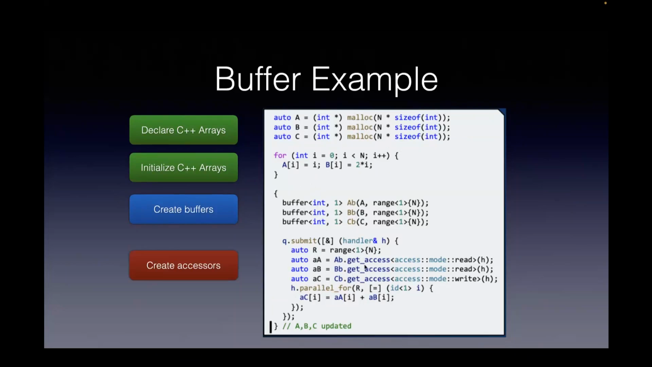Now inside your kernel, you create an accessor for the buffer, which dictates the mode in which you want to access this buffer. Do you want to access this buffer in a read mode? Do you want to access this buffer in a write mode? And then inside your kernel, you actually use the accessor.